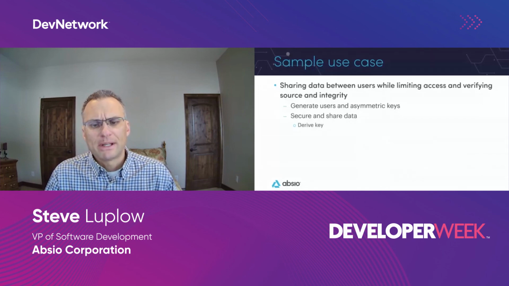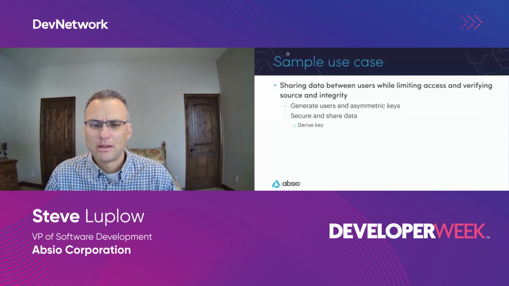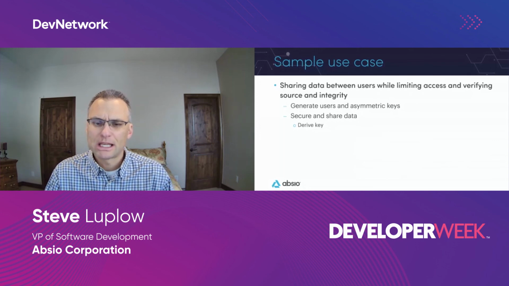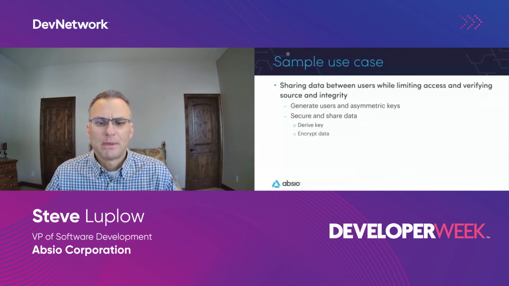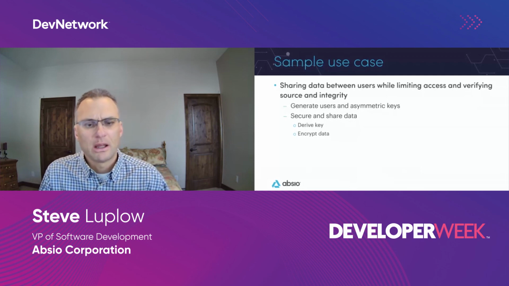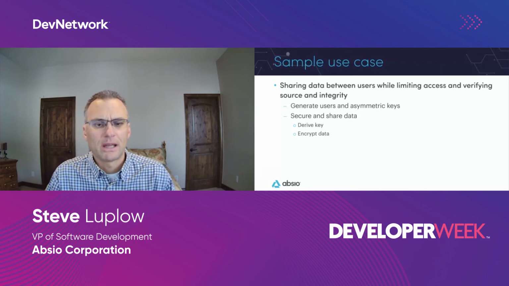You want to use the private key of the sender and the public key of the recipient to perform a Diffie-Hellman key exchange to produce a shared secret, which then can be used to create the symmetric encryption key. Use the symmetric key to encrypt the data that needs to be shared, and then you take the private key of the sender and sign the data.